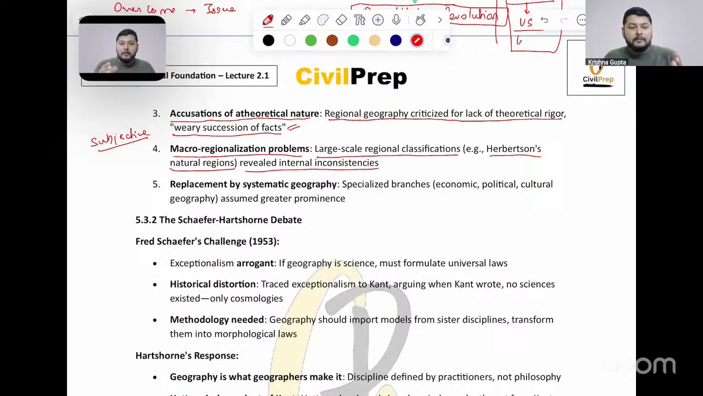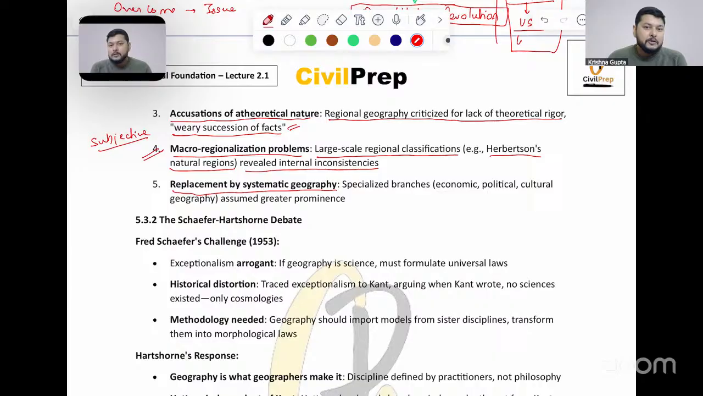And people of Western Uttar Pradesh, we can say, have a different language, culture, and way of living also. So here we see that there were large-scale inconsistencies, which were highlighted by Schaefer.